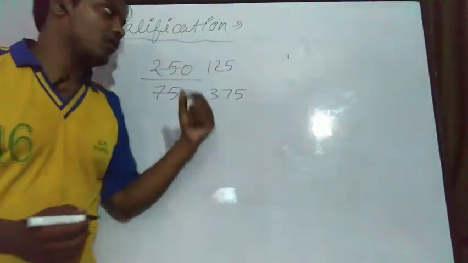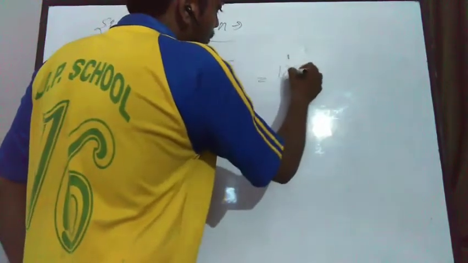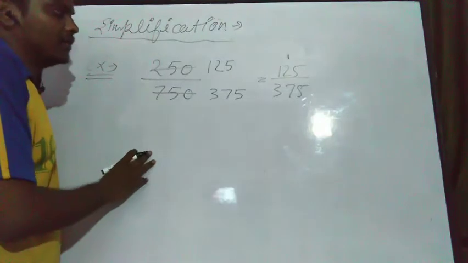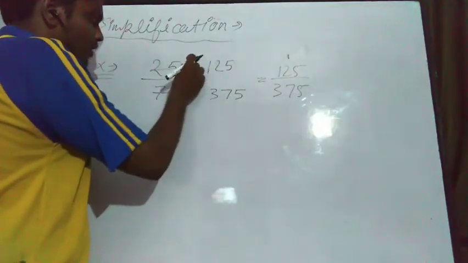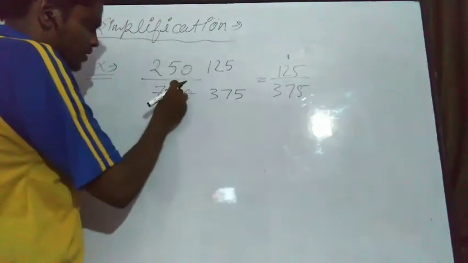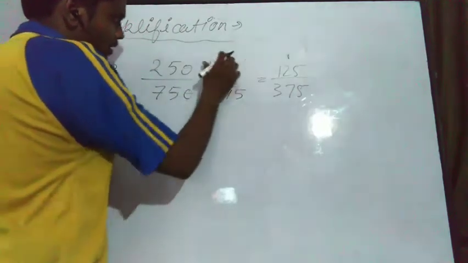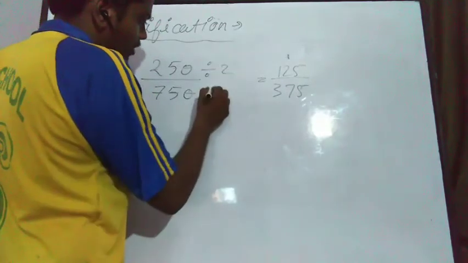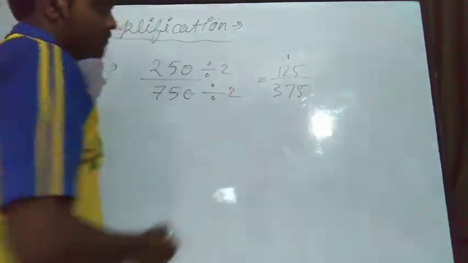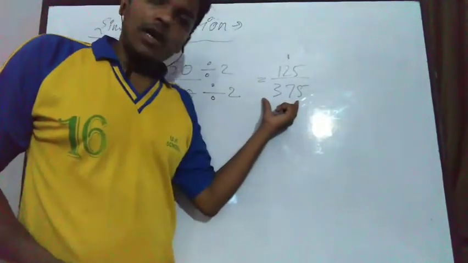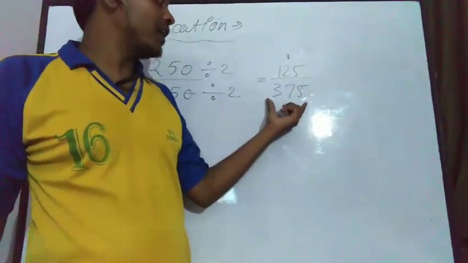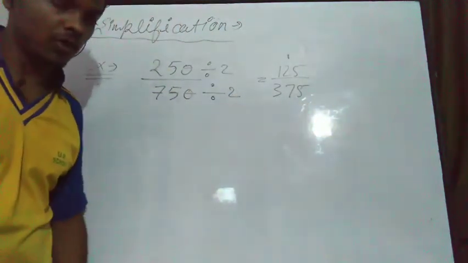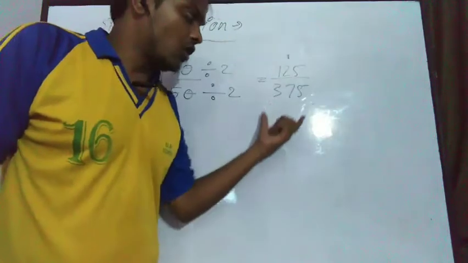So now we have 125 upon 375 after dividing by 2. You don't have to cut this; you will just write it here, divided by 2, divided by 2. Now, is this the simplified form of this fraction? No. Now we will solve it again.